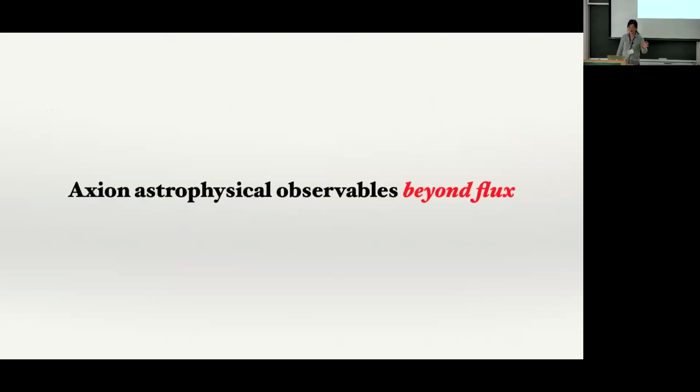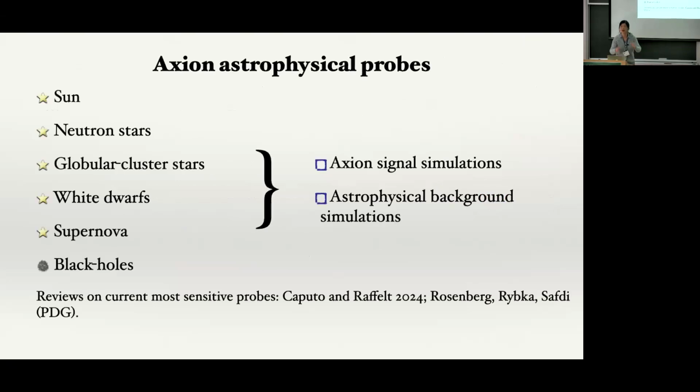So the last comment I want to make is astrophysical observables beyond flux. So at the subgalactic scale, we have a large number of astrophysical objects which serve as natural laboratories for axion dark matter.